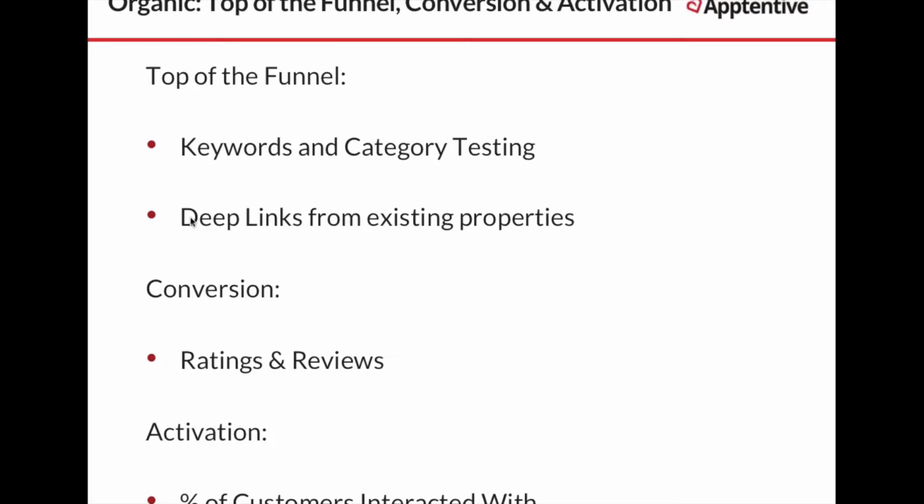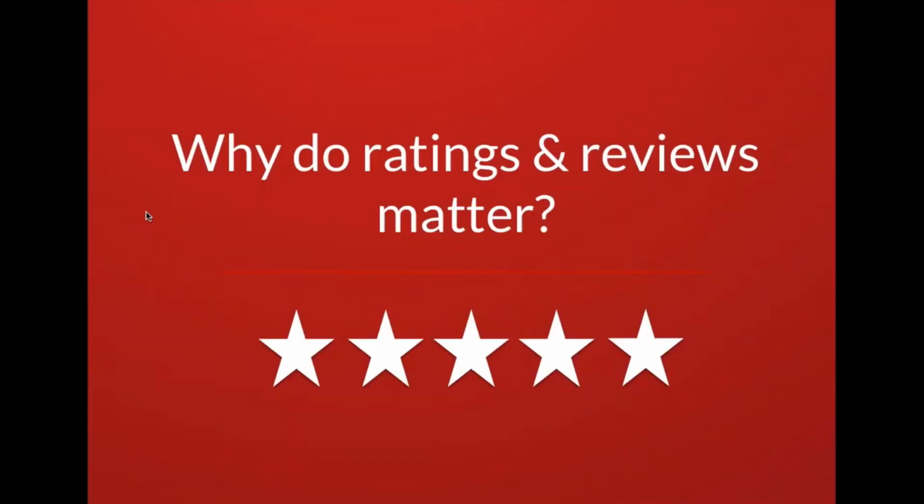But high level, everything is a funnel in marketing. In organic, we want to think about this funnel from the top of the funnel, the conversion and the activation perspective. And like I said, I'm going to get in more detail, in particular about conversion, because I think this is where a lot of people can get really serious wins. So let's dig into this.